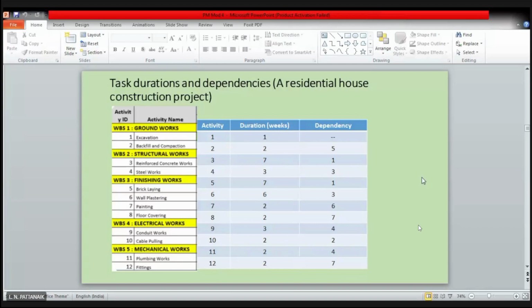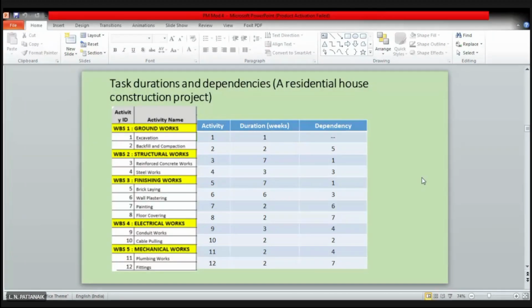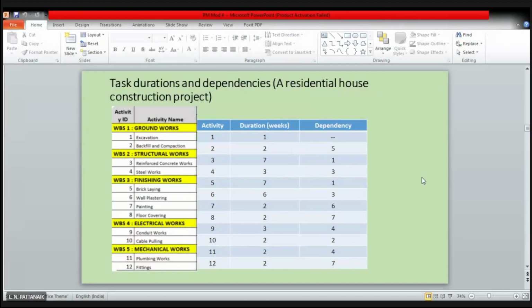So here, just look at the left-hand side column. We are mentioning the activity ID, which can be 1, 2, 3, 4 like that, and the description of the activity, that's the activity name. And here you can see the yellow blocks or yellow columns. They represent the WBS that you have done, right? WBS is the work breakdown structure.